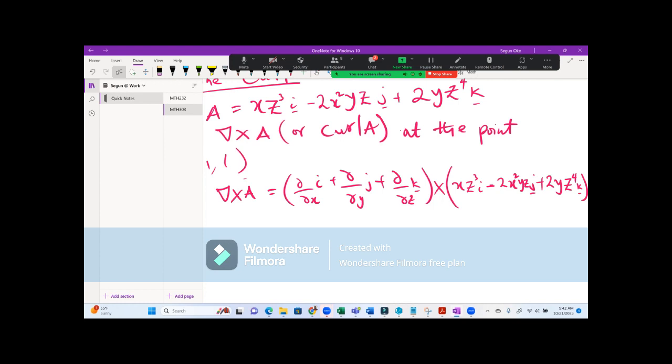Who can remind us what to do when you get to this point, when you are doing the cross? What do we do? We'll put it in a matrix form. Thank you. How do we put it in a matrix form? Remember the determinants i, j, and k. We have d/dx, with the first i will go to i. That is xz raised to power 3.